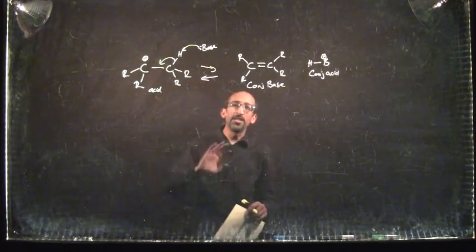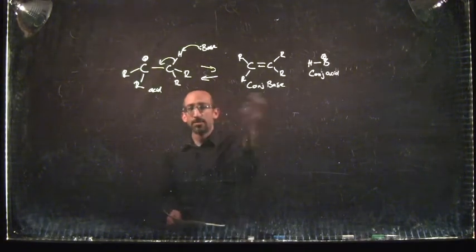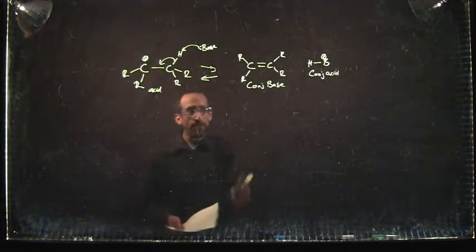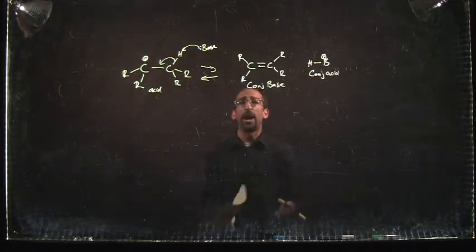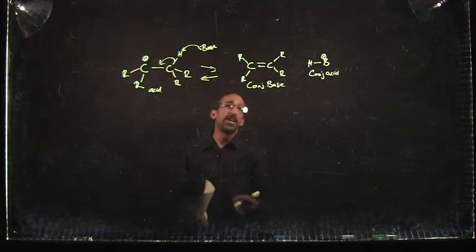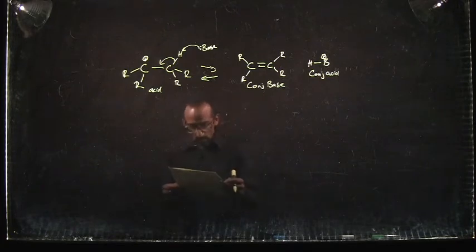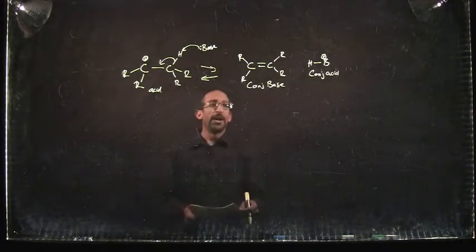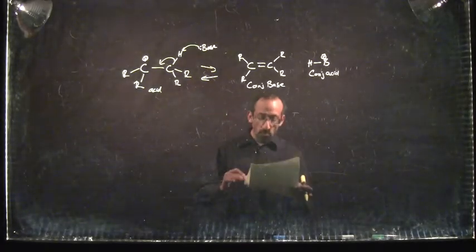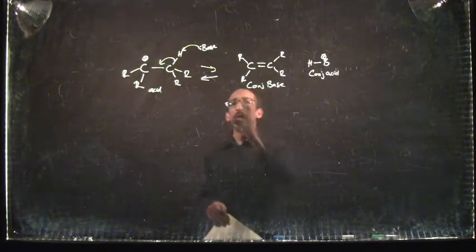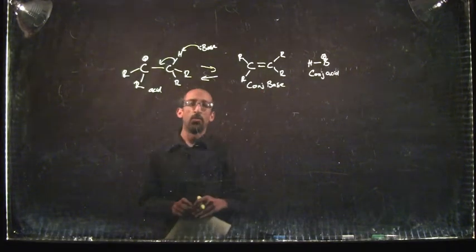Because we can see this relationship, we can now begin to think of pi bonds in terms of them being a weak base. And in fact, a pi bond is a very weak base. And so from there, we just have to determine what the degree of this equilibrium will be.